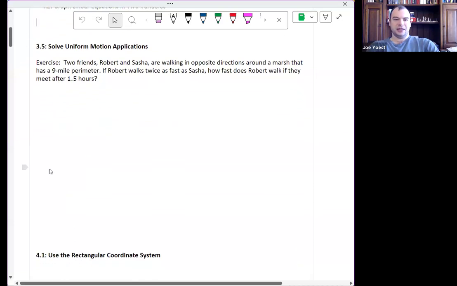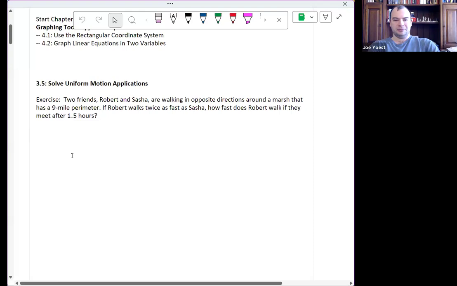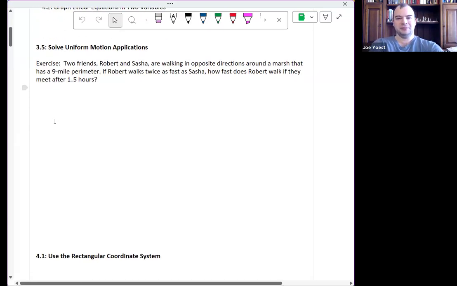Okay, so the first order of business today is to wrap up chapter 3 with one more exercise on 3.5. Last time, at the end, we did a few practice examples. We have one more exercise here, and we'll take about 8 minutes or so on this one.